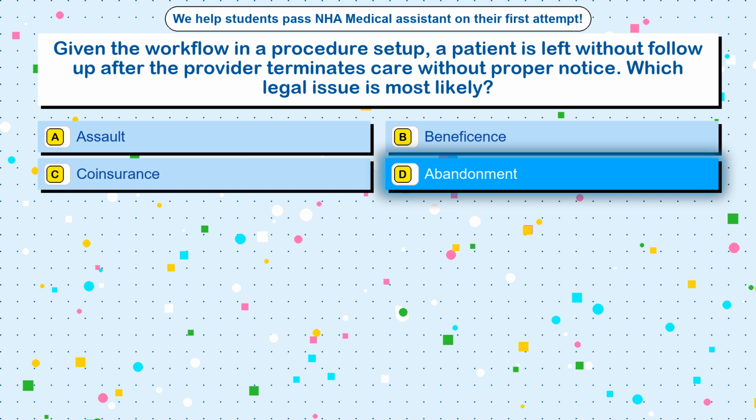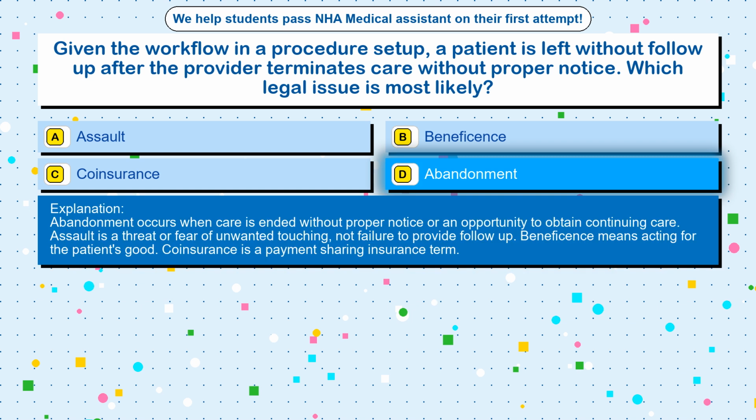Abandonment. Abandonment occurs when care is ended without proper notice or an opportunity to obtain continuing care. Assault is a threat or fear of unwanted touching, not failure to provide follow-up. Beneficence means acting for the patient's good. Coinsurance is a payment-sharing insurance term.